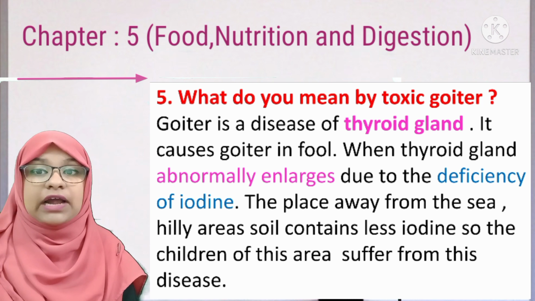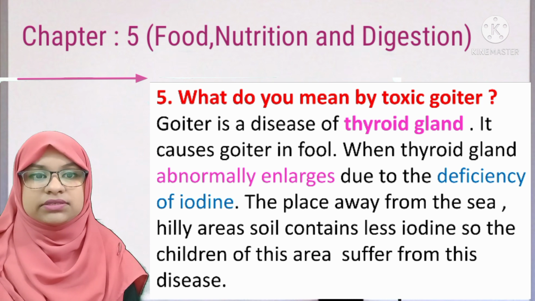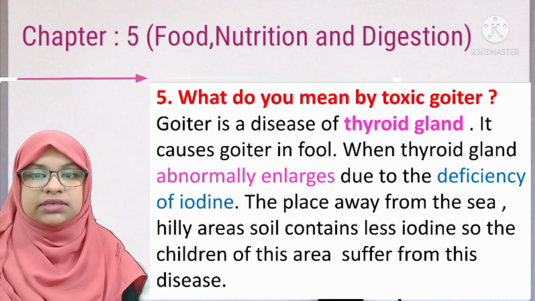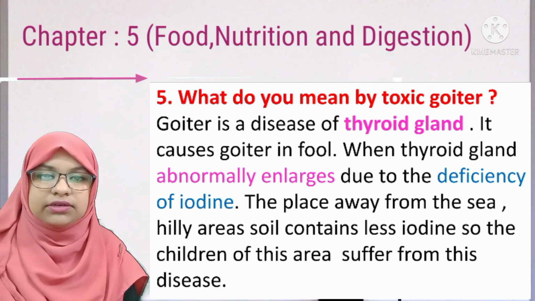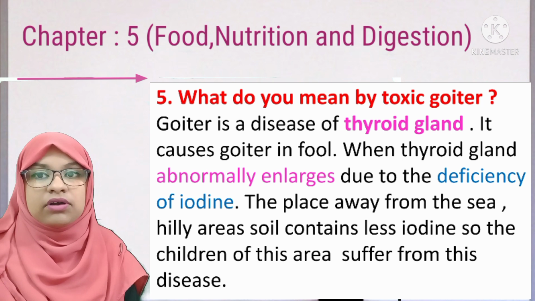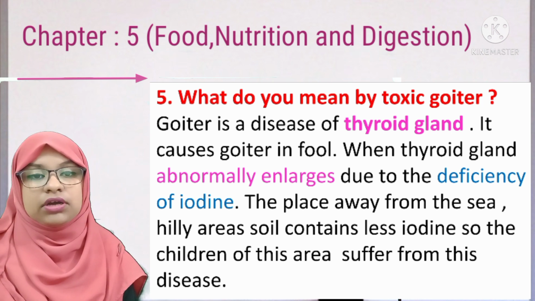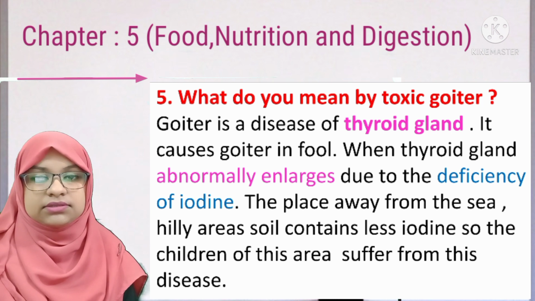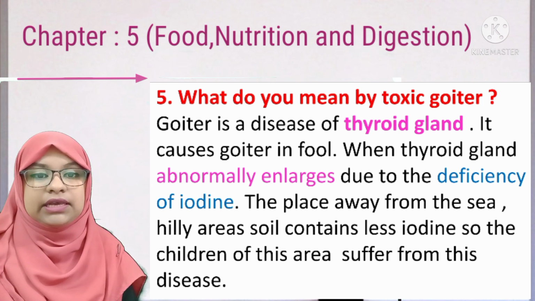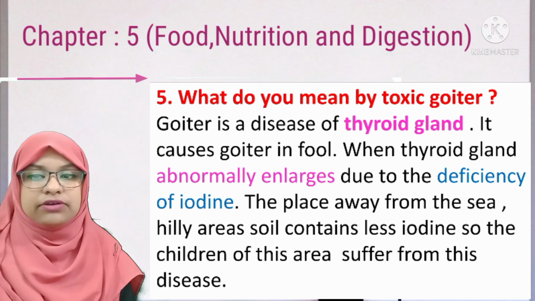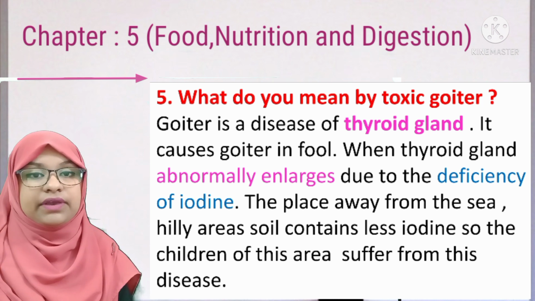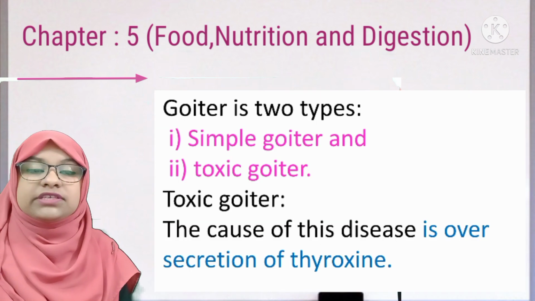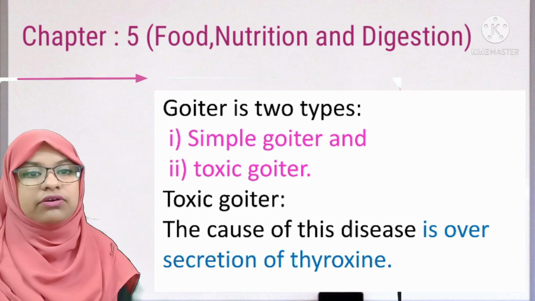Goiter is a disease of the thyroid gland. It occurs when the thyroid gland abnormally enlarges due to the deficiency of iodine. That means goiter is an iodine deficiency disease. In places away from the sea and in hilly areas, the soil contains less iodine, so the children of these areas suffer from this disease. Goiter is of two types: simple goiter and toxic goiter.